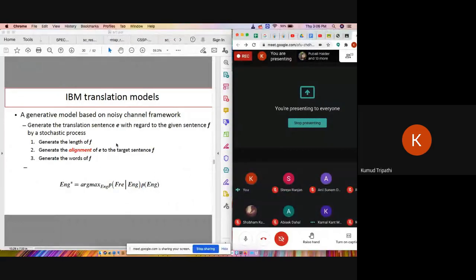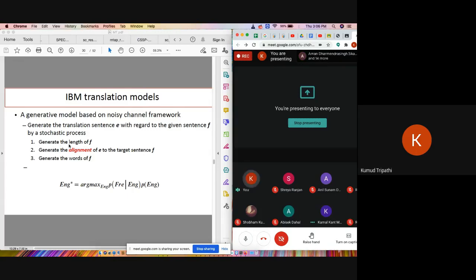Now we have discussed that IBM has provided the first translation model. It means the IBM company introduced the first translation model in public. They have provided a generative model based on the noisy channel framework. It generates the translation sentence E with regard to the given sentence F by a stochastic process. Stochastic process means a probabilistic model.